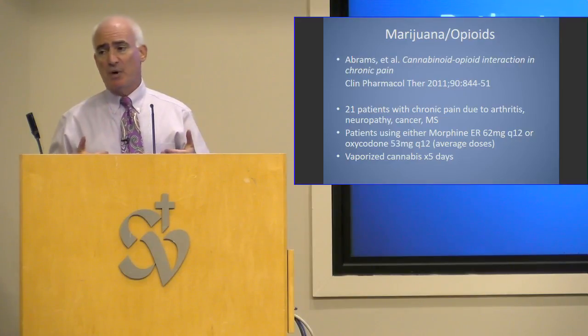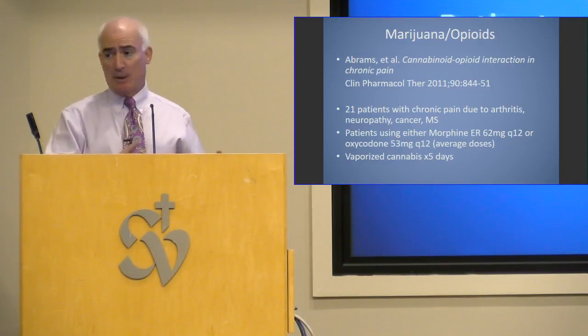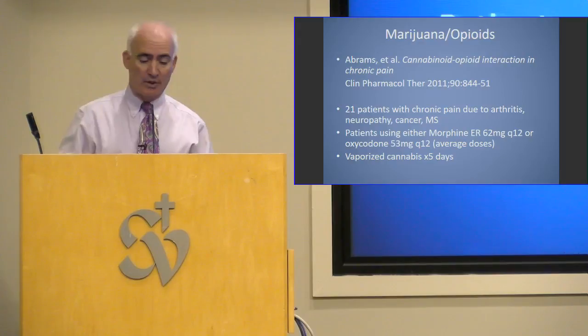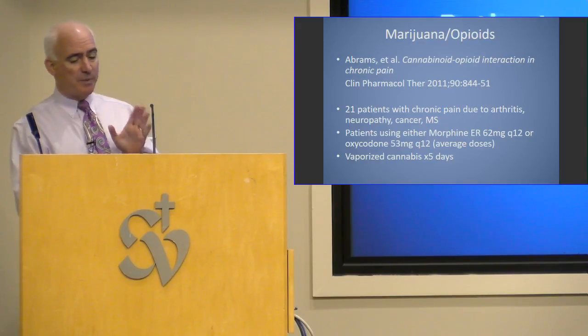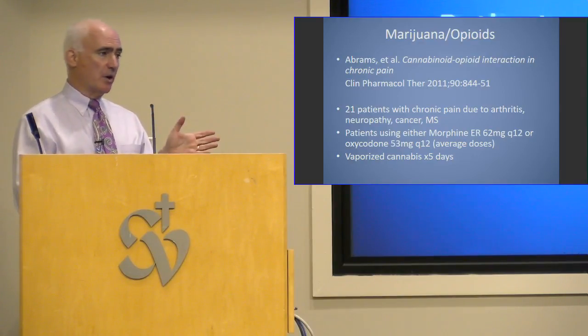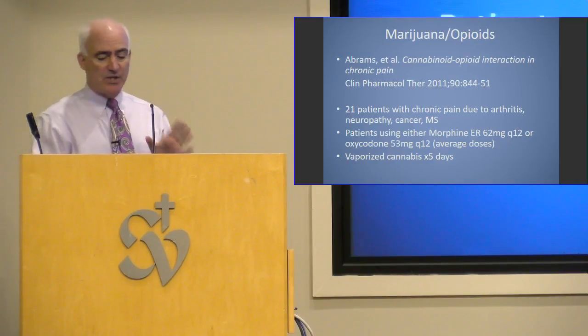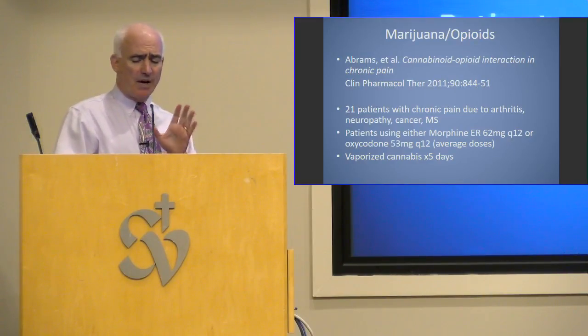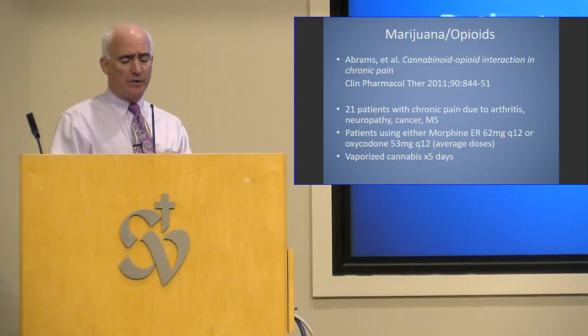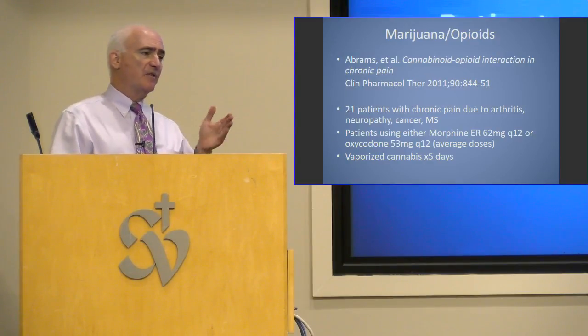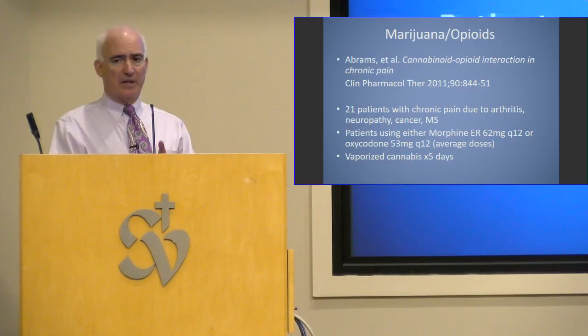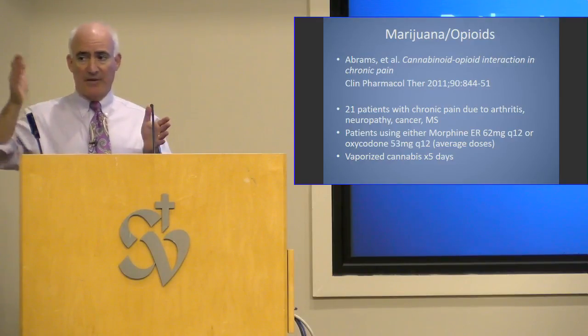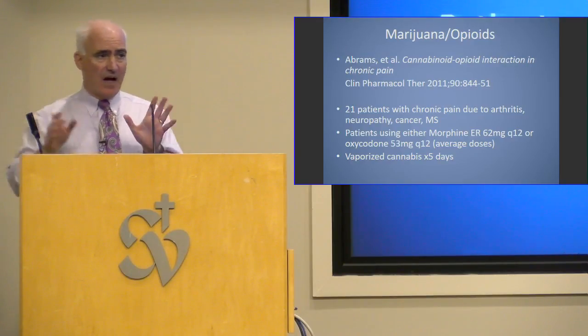when you start getting severe muscle wasting and weakening, you can also have somatic pain on top of that because you get joints broken down. So what they looked at here was patients using morphine or oxycodone. This is average doses. 62 milligrams on average twice a day, or 53 twice a day, average doses. They gave them vaporized cannabis for 5 days. And again, short time period, not 20, not 30, not 80, 5 days.